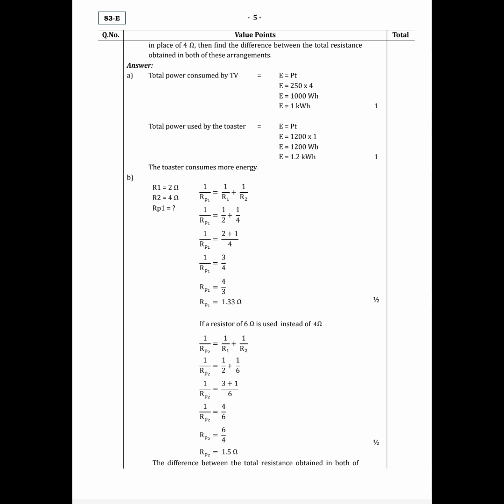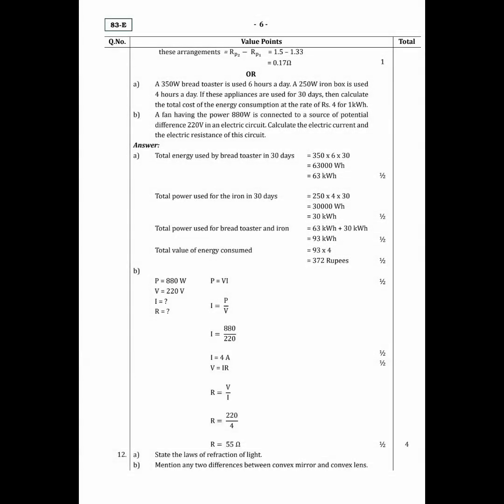Now we found the answers of RP1 and RP2. The difference between the total resistance obtained in both of these arrangements: substitute the formula, RP2 minus RP1 is equal to 1.5 minus 1.33. Answer is 0.17 ohm. Alternative question.